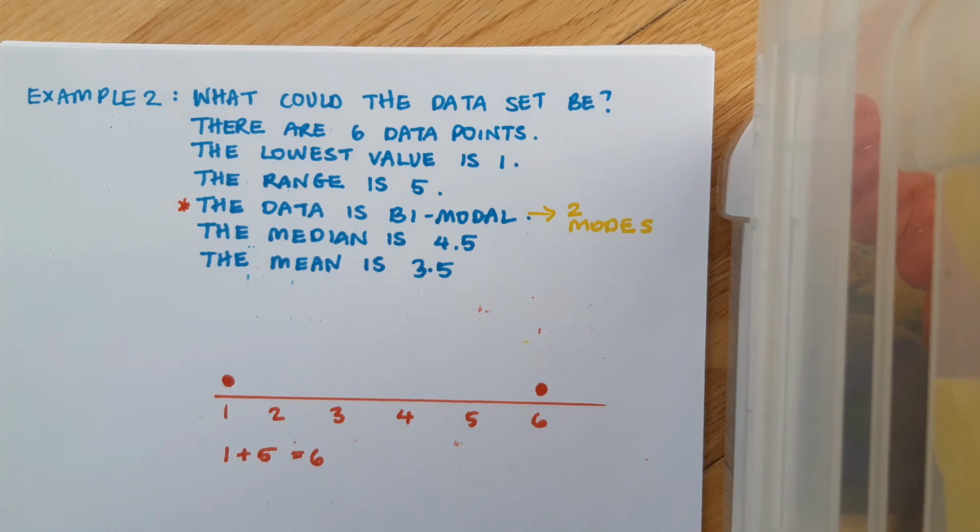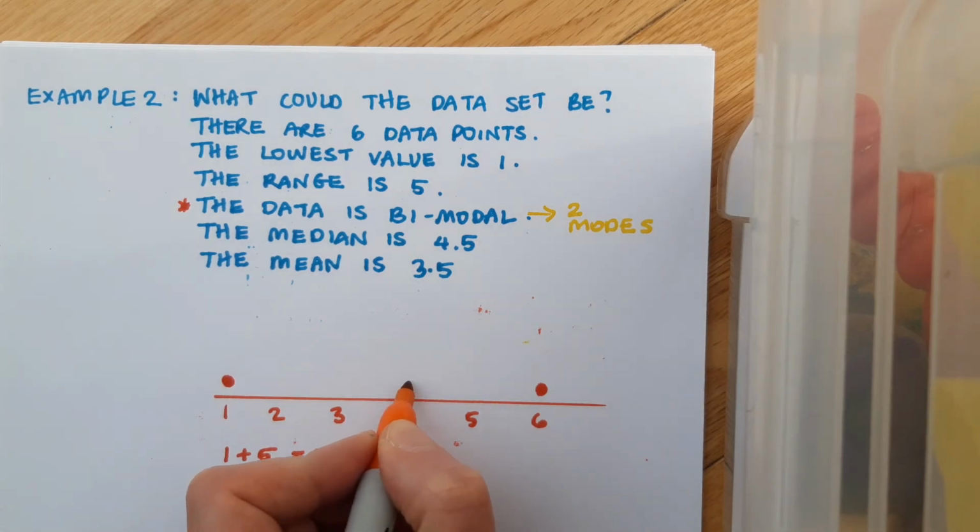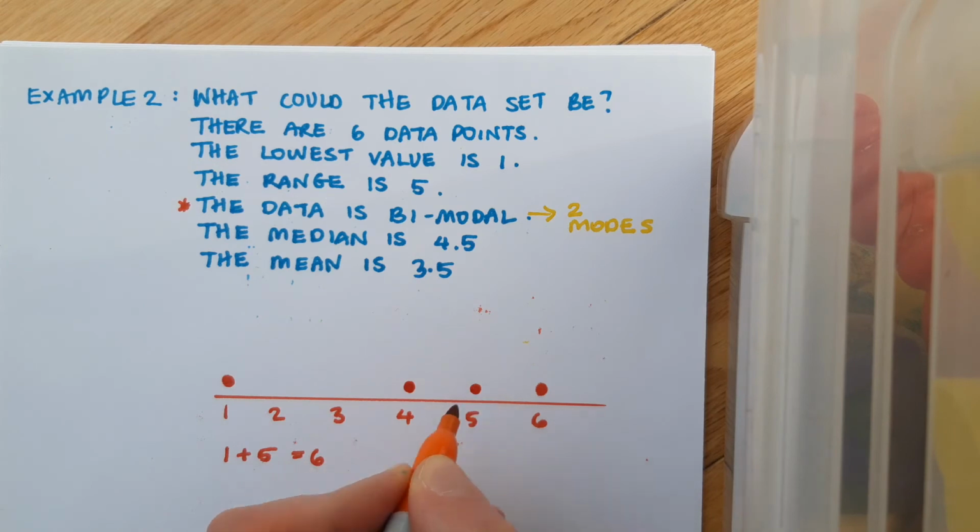Now, I've got 6 data points, so since there's an even number of data points, there's no exact middle. If the median is 4.5, then it's quite possible that I have a value of 4 and a value of 5 in the middle of my data. Of course, if they're both in the middle, then the median is 4.5 because it's between the two of those. So I'm going to say 4 and 5 are 2 of my data points.